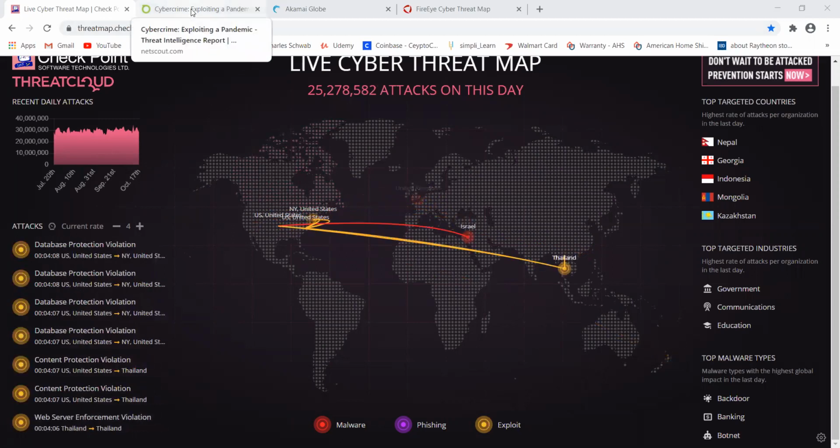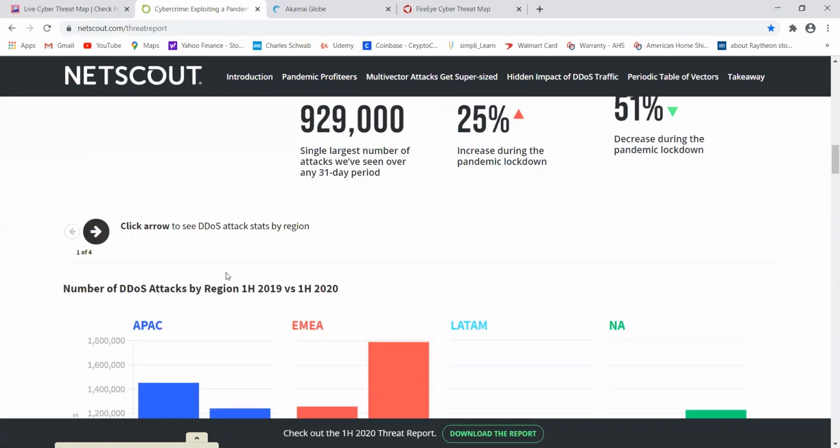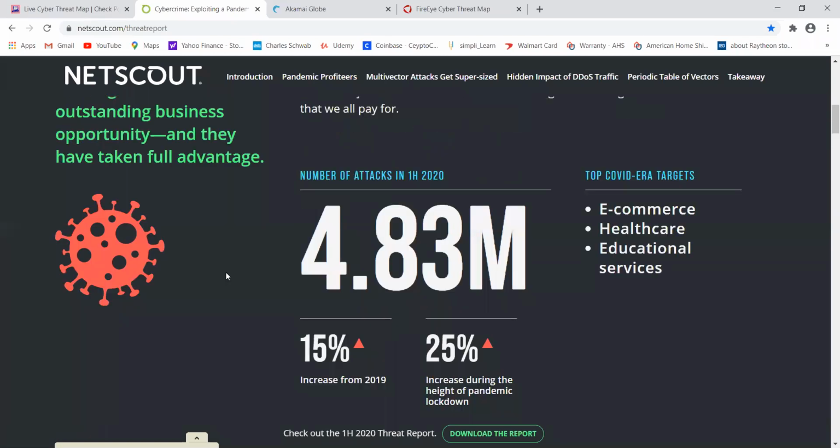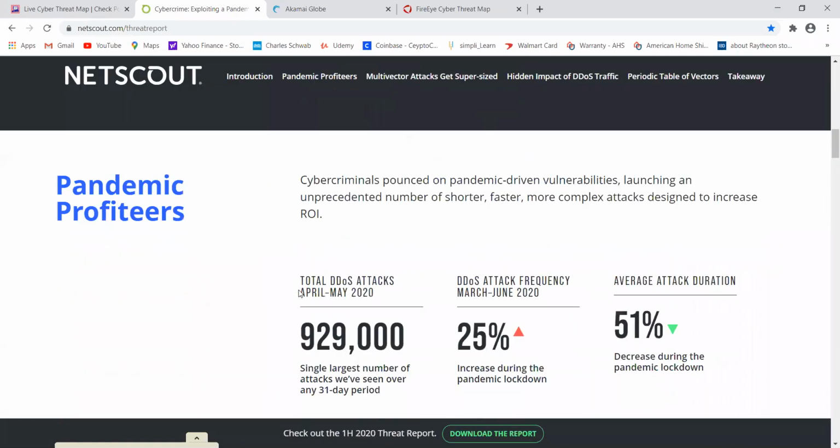Next one I'm going to show you is from Netscout. And let's see, from Netscout, for example, here it says number of attacks in first half of 2020, 4.83 million. You can get a lot of good information and data over here too.